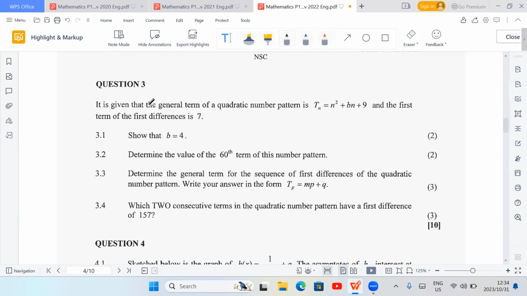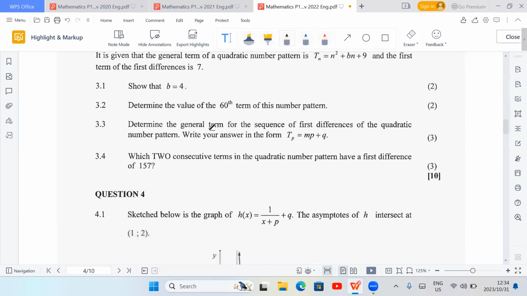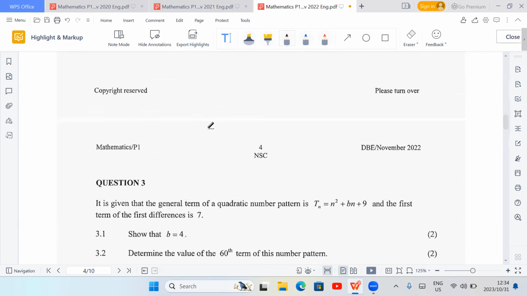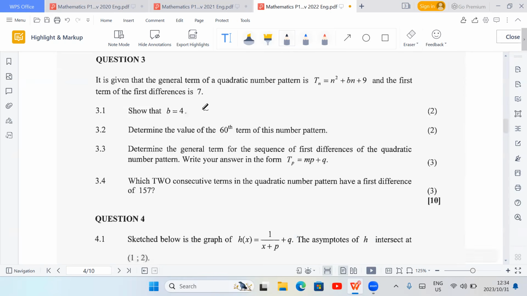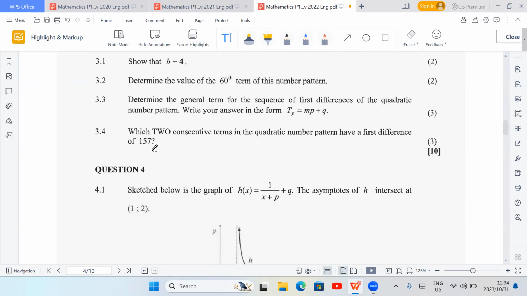Then your question 3, quadratic sequence. Oh, so this seems to be the trend now. So geometric, then quadratic, then geometric, quadratic. But be careful when they put in a quadratic, they might be hiding the arithmetic equation in there, right? The quadratic sequence might come with an arithmetic equation inside, because your first difference of the quadratic pattern is the arithmetic equation.